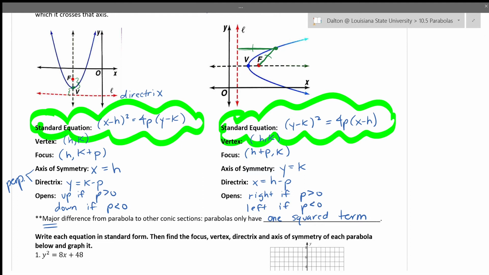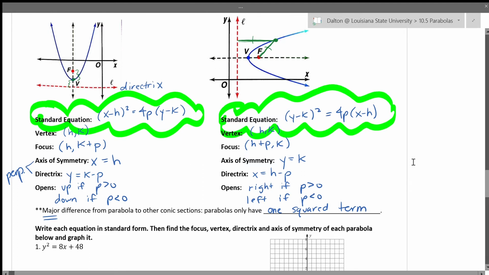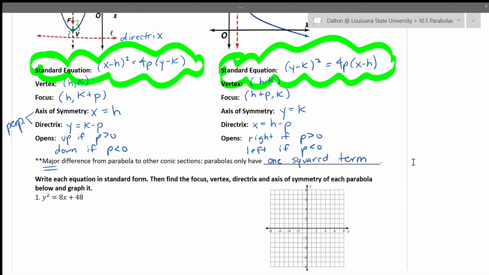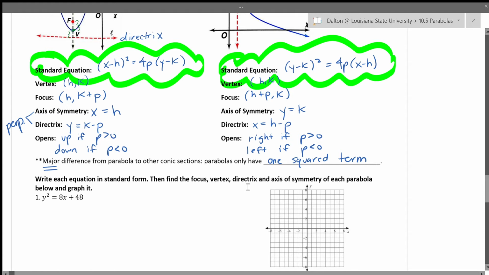So remember, I mentioned there's going to be a section on your test where I'm just going to give you an equation, or I'll give you a few different equations, and just say graph it. But I don't tell you, is it a circle, is it an ellipse, is it a parabola? So you're going to have to use some distinguishing features between the equations to figure out what you're even trying to graph. And that's going to be the key for parabolas. Parabolas will only have one squared term.